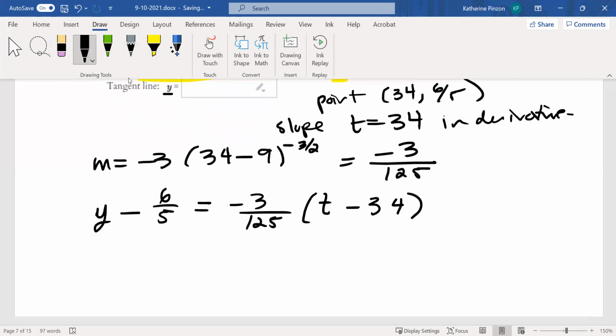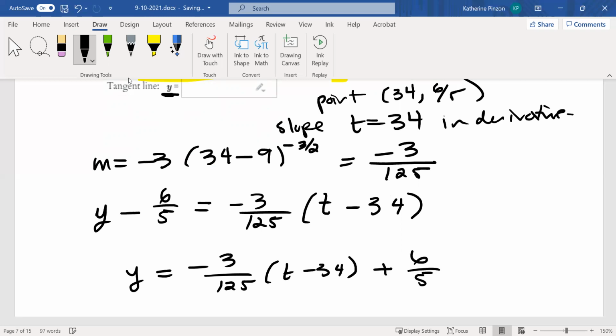I need to get y equals. You see how it says y equals here? So add 6/5 to both sides. Negative 3 over 125, t minus 34, plus 6 over 5. I think you can enter it like that. If you want to, you can distribute and combine like terms, but I think it'll take it in just like that. So I had the derivative, I found the slope by plugging in my number, and then I did point slope form to get the equation of that line.